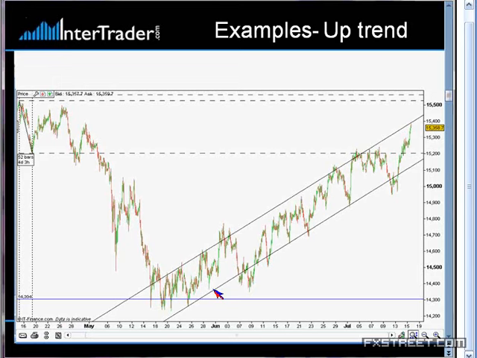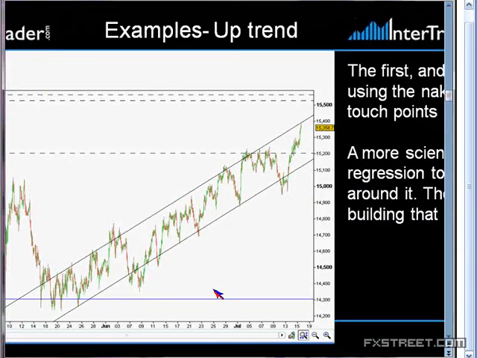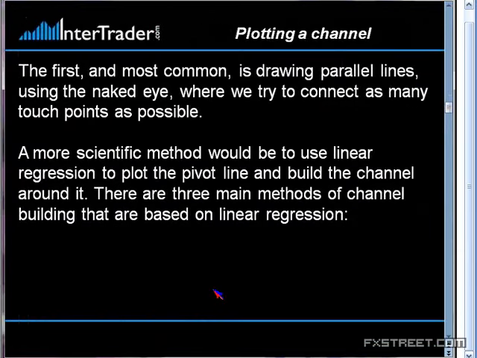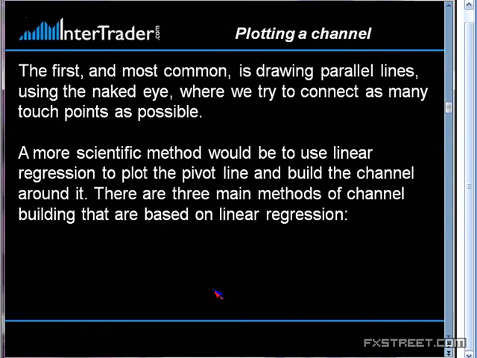There's no real way of knowing where the market could stop. Okay, so again, it's just all about marrying this in with your style of trading and your attitude to risk. So, plotting a channel. The first and most common way is just drawing our parallel lines. As I said, you can use your naked eye. Okay, so you just want to touch as many points as possible.